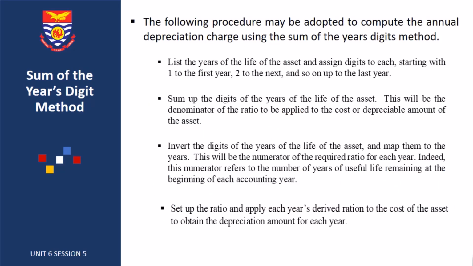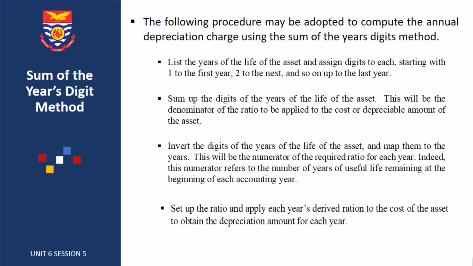1. List the years of the life of the asset and assign a digit to each, starting with 1 to the first year, 2 to the next, and so on up to the last year. 2. Sum up the digits of the years of the life of the asset. This will be the denominator of the ratio to be applied to the cost or depreciable amount of the asset.